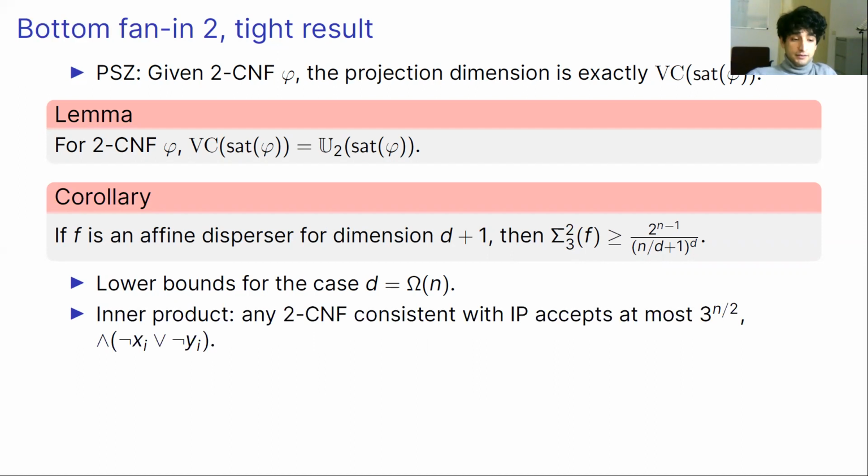In particular, if you consider inner product, which is an affine disperser for dimension n over 2 plus 1, this result shows that if you have a 2 CNF which is consistent with inner product, consistent means that the satisfying assignments are contained in the ones of the function, then actually here we're looking at really the negation of inner product for simplicity. Then we have such a bound on the number of satisfying assignments, and I will explain why this is interesting later.